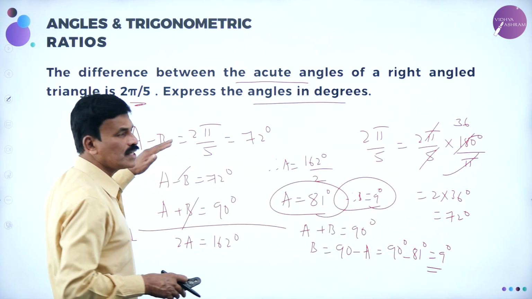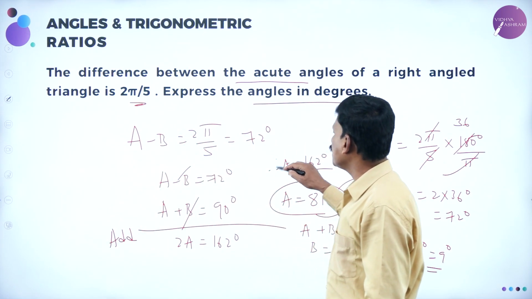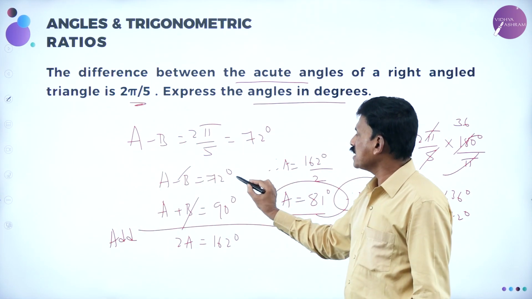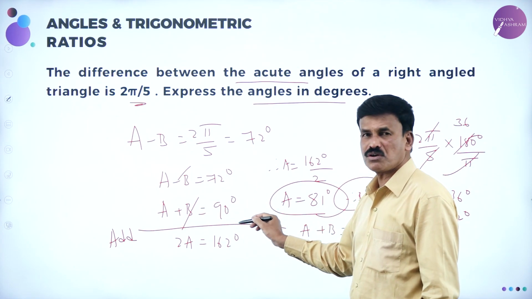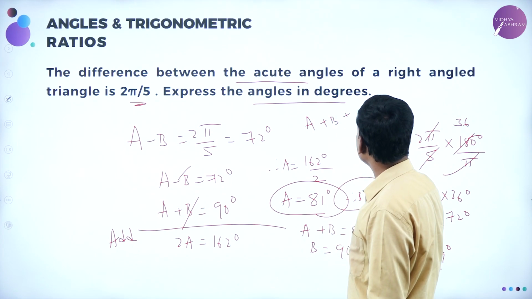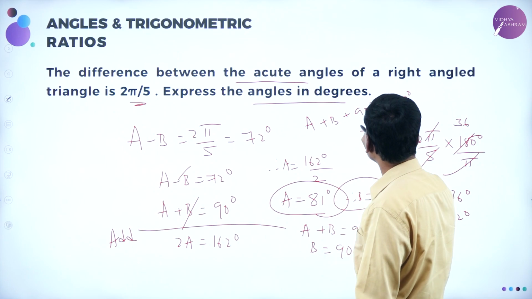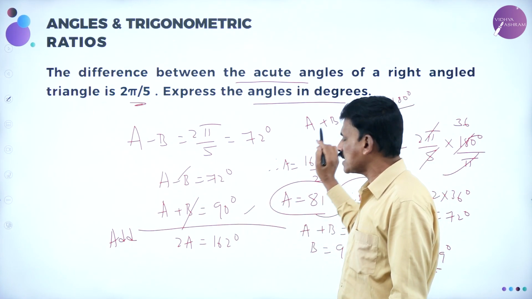See here. So, what is given? A minus B is equal to 72 degrees, and A plus B is equal to 90. That is because we know the sum of all the angles of a triangle, A plus B plus 90, is equal to 180 degrees. So, therefore, A plus B is equal to 180 minus 90, which is 90 degrees.